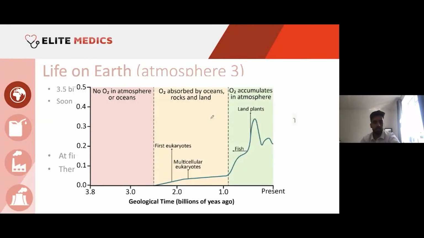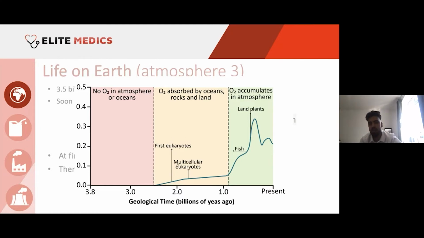Okay, so let's have a look at a graph showing this. Until about 2.5 billion years ago, you wouldn't have much oxygen in the atmosphere or in the oceans. Then the first life comes about, and the oxygen would be absorbed by oceans, rocks, and land, because the photosynthesizing life gives out oxygen. Any excess will then be in the atmosphere.